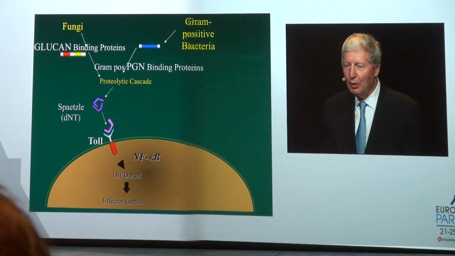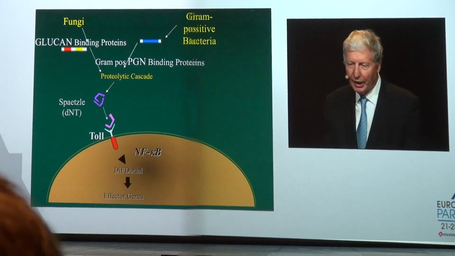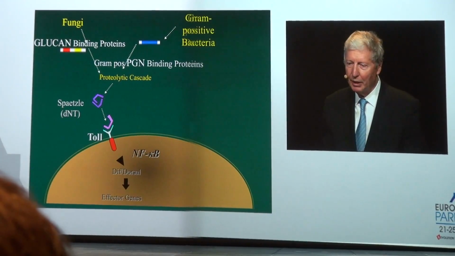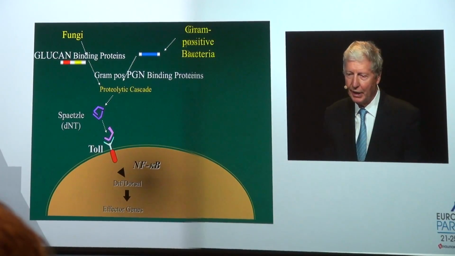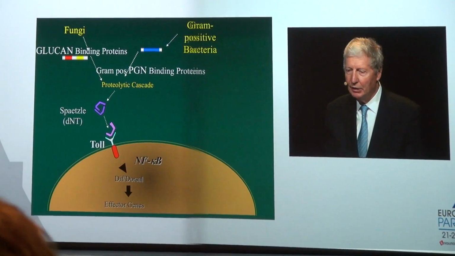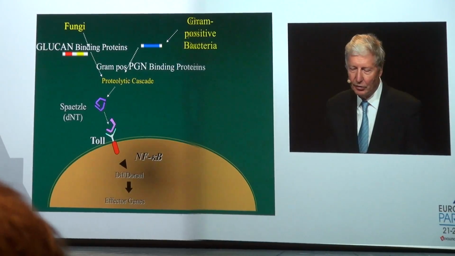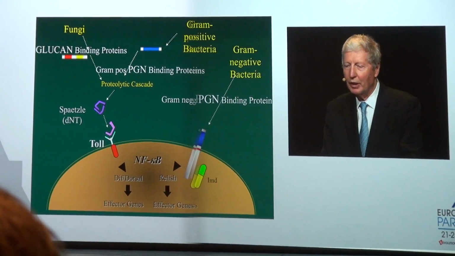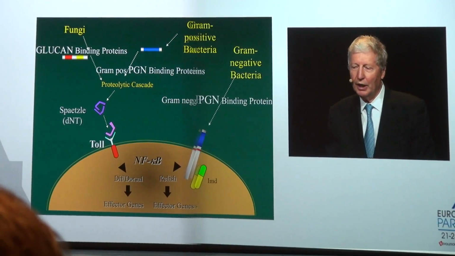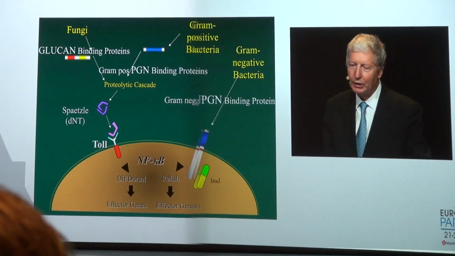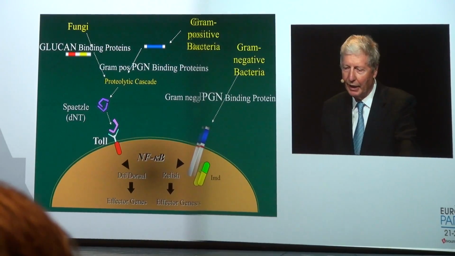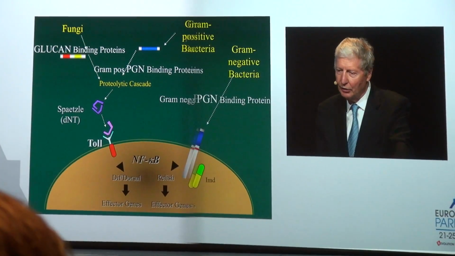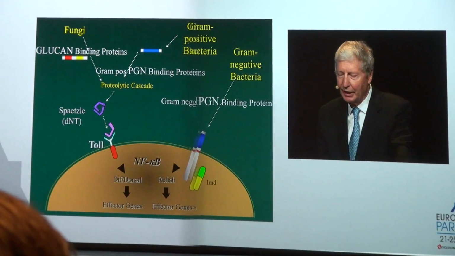On the other hand, gram-positive bacteria interact with a dedicated protein in the hemolymph, which is the gram-positive peptidoglycan-binding protein, also activating a proteolytic cascade, which has been deciphered since, and activate the Toll pathway. On the other hand, the gram-negative bacteria interact with another dedicated peptidoglycan-binding protein, which is distinct from the one of the gram-positive pathway, and activate then the IMD pathway via a transmembrane receptor without any intervention of an amplification cascade.